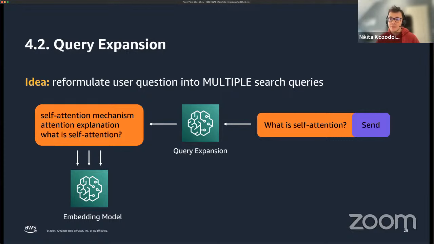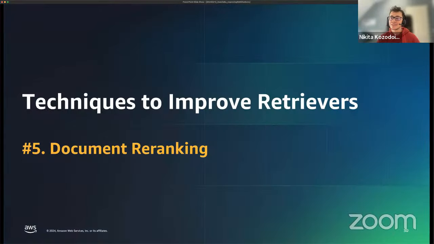Great. I think we covered technique number 4. So now let me switch to the last but not least on my list, the technique called document reranking.